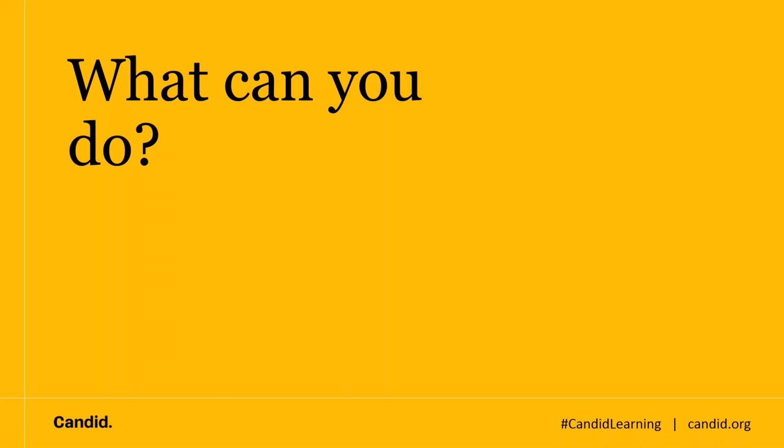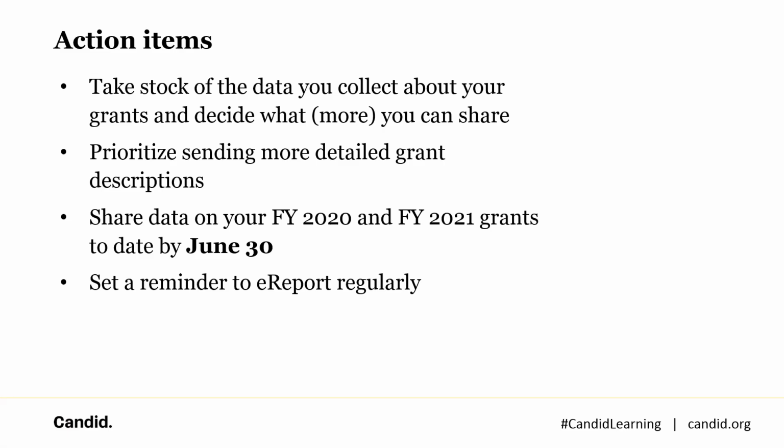This is the final section before I turn to your questions. Now that you have this information about e-reporting, what can you do? First, I'd start by taking stock of the data you collect about your grants and then compare it to the fields in our e-reporting template. And from that, decide what you can share. If you're already e-reporting, maybe you can undergo this exercise to identify what additional fields you might be able to share. I'd prioritize sending more detailed grant descriptions. That's where I would focus my efforts if I was looking to improve the data I shared with Candid.